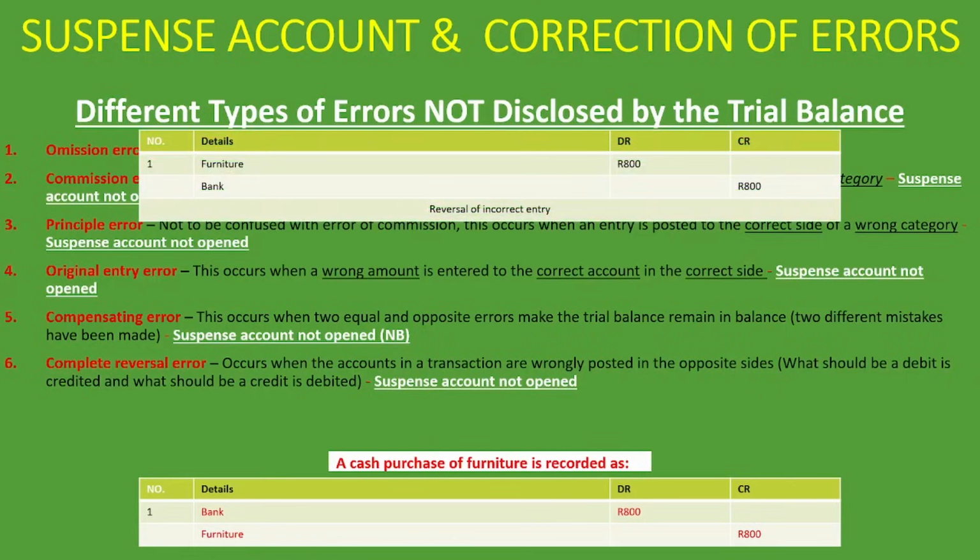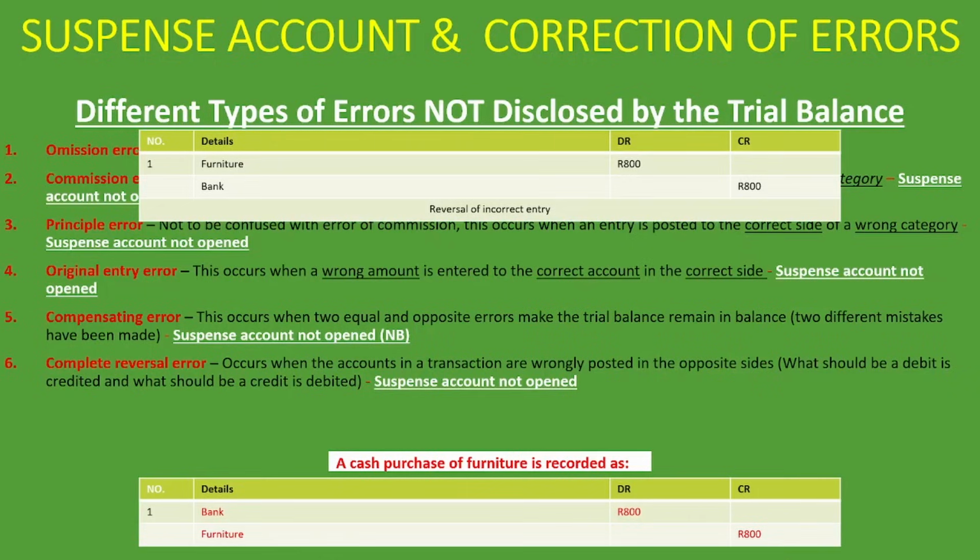Okay, so here's how it will look. You debit furniture and you credit bank 800 rand. But you have to be careful here. As you can see the description, reversal of incorrect entry. What we've just done is that we have just corrected the incorrect entry that was initially done. What we have not done yet is to record the entry that we should have recorded initially. And you can see here, this is what we should have recorded initially. We should have debited furniture 800 rand and credited bank 800 rand, but we did the opposite. So the first thing that we do is that we reverse the mistake by debiting furniture and crediting bank.